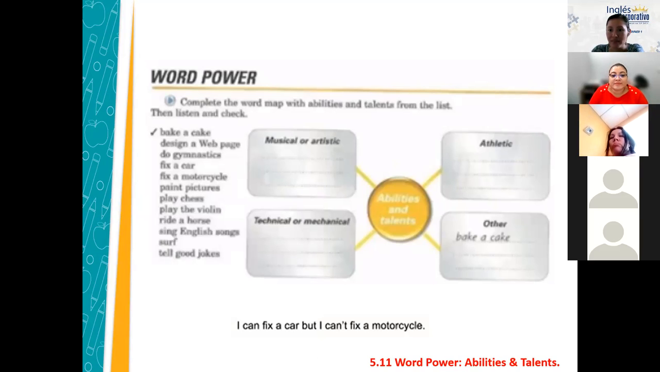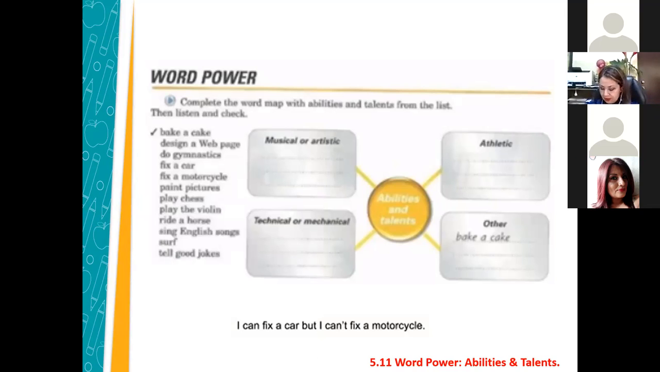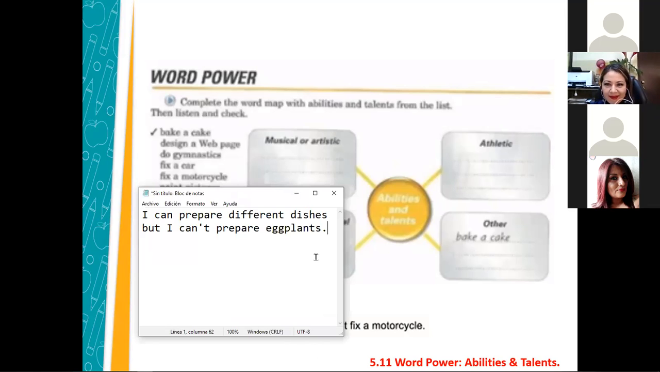Someone else? Go ahead. I can do make. Se dice maquillarse, se puede decir. Oh, no, en este caso I can put on, así, ¿verdad? I can put on makeup, creo que me estaba diciendo. Okay, I can put on makeup. Okay.